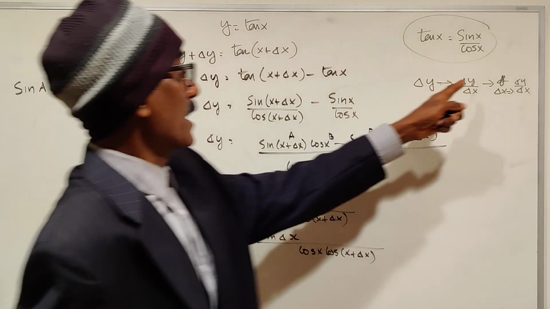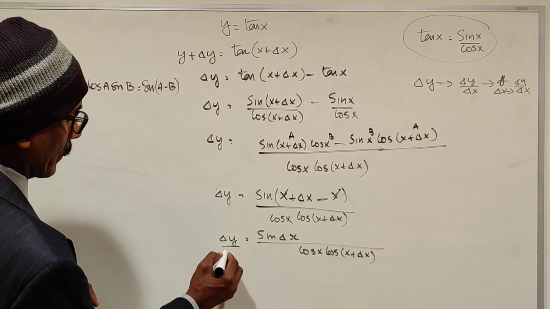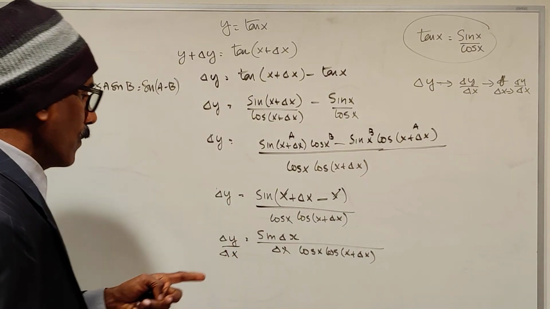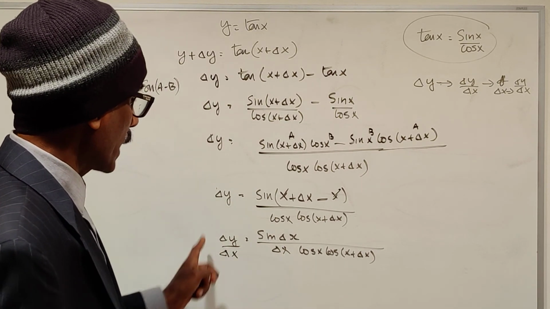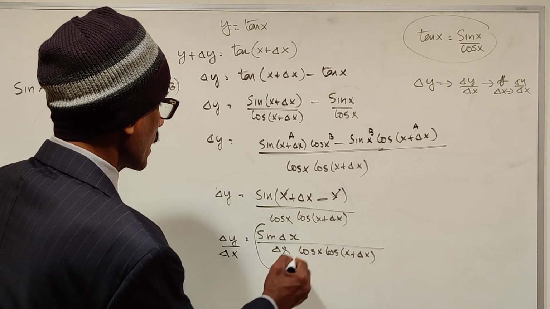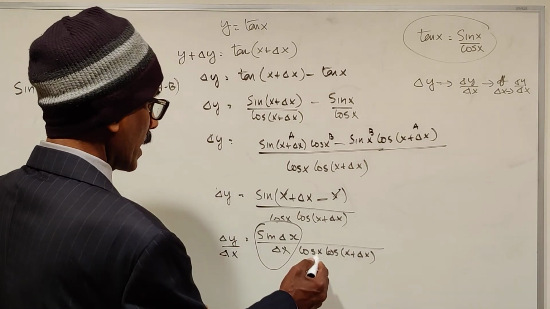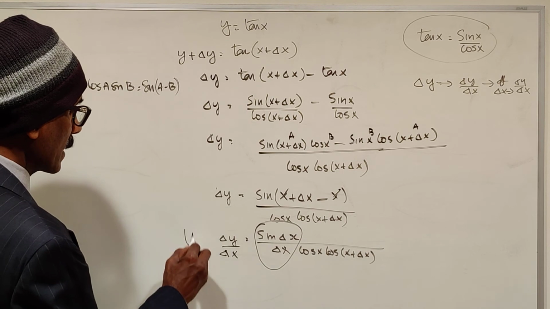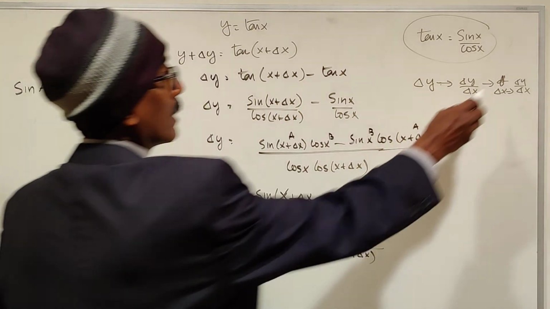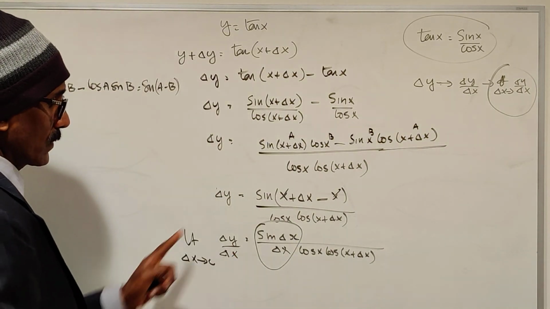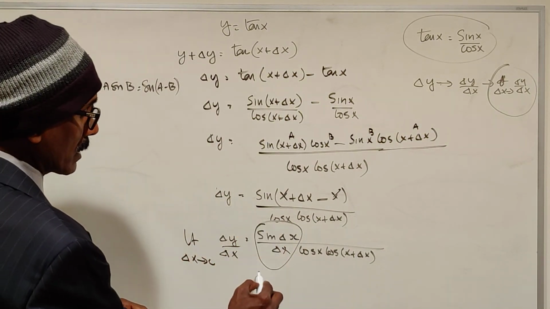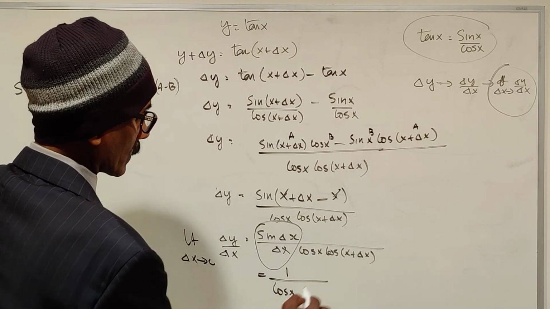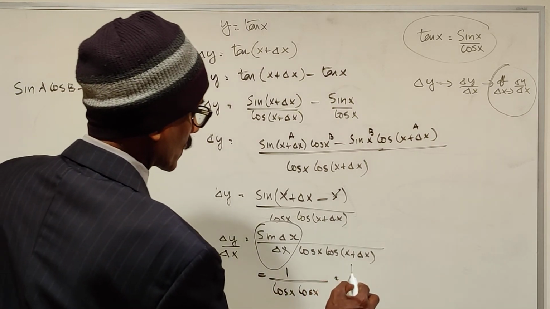What is the next step? Delta y by delta x: dividing both sides by delta x. When you put the limit on both sides, what is this? Sin delta x by delta x is 1. At the same time, you put delta x equal to 0 in the other factor. Limit delta x tends to 0 is what we need to find out. This one becomes 1, divided by cos x, and this one is also cos x. So 1 by cos square x.